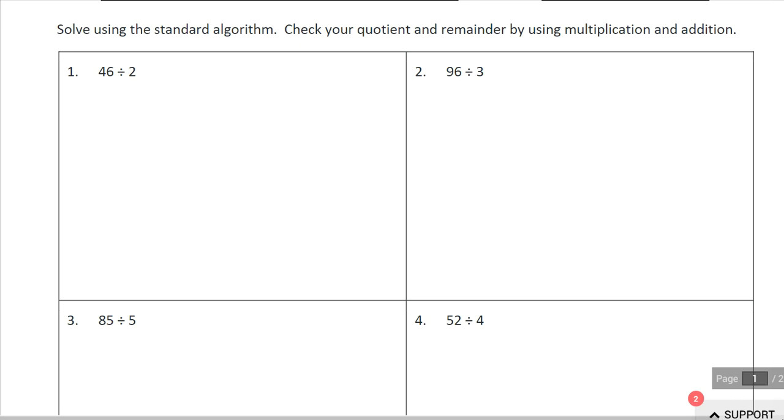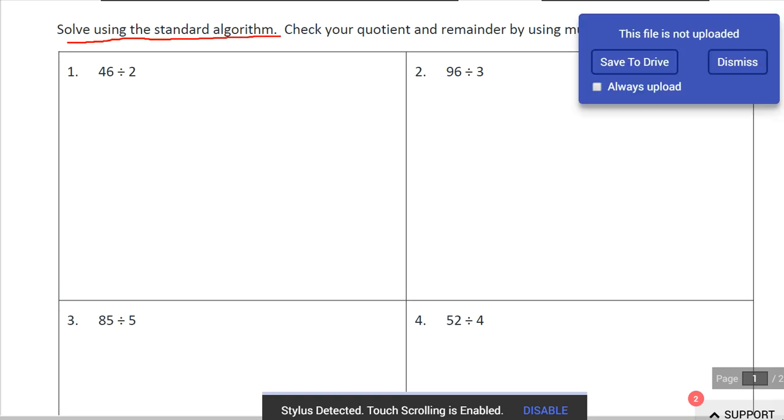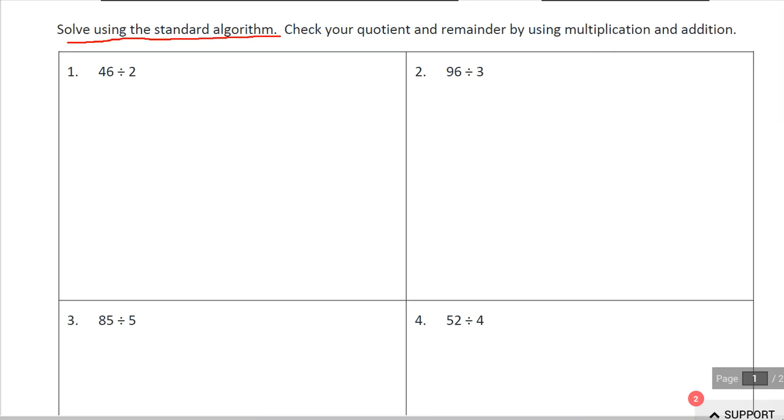Okay, for this first section, we have 6 problems that we're going to work, and we are going to solve using the standard algorithm. The standard algorithm is, if your parents want to know what that is, it is long division. We're going to check your quotient. What's a quotient? That's right, it's the answer to a long division problem. And remainder by using multiplication and addition.